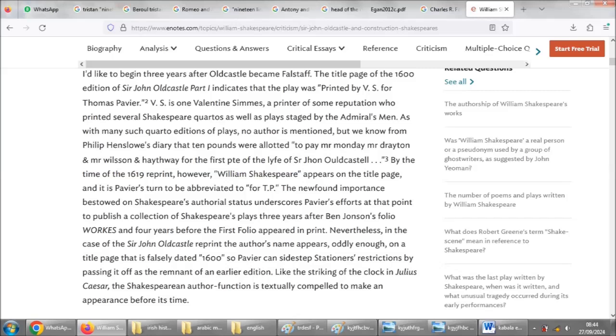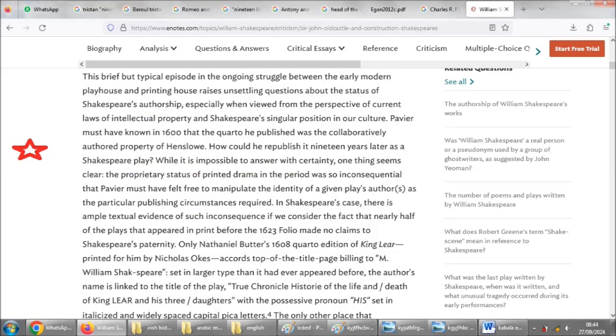This brief but typical episode in the ongoing struggle between the early modern playhouse and the printing houses raises unsettling questions about the status of Shakespeare's authorship, especially when viewed from the perspective of current laws of intellectual property and Shakespeare's singular position in our culture. Pavier must have known in 1600 that the quarto he published was the collaboratively authored property of Henslowe. How could he republish it 19 years later as a Shakespeare play? While it is impossible to answer with certainty.